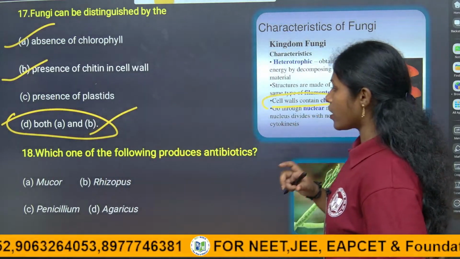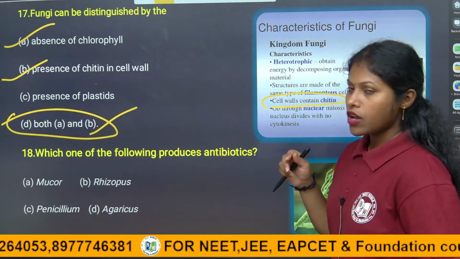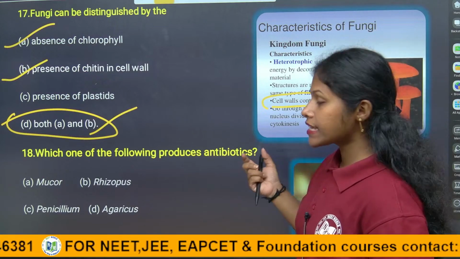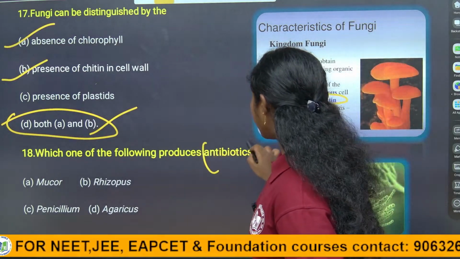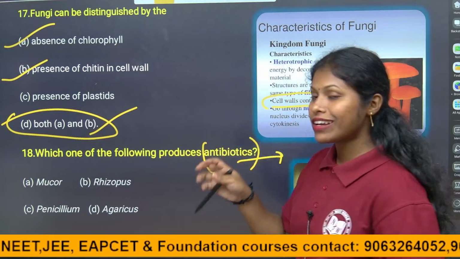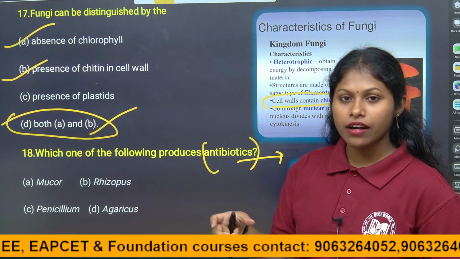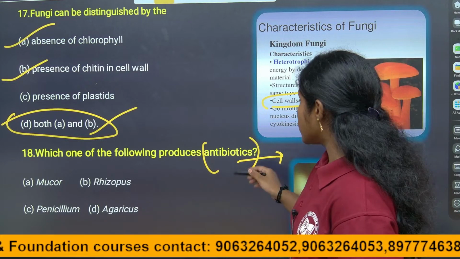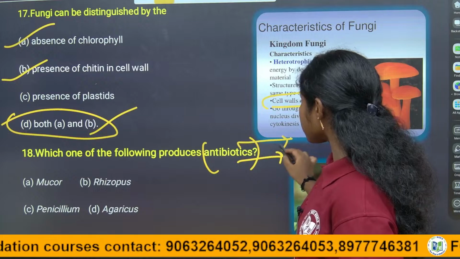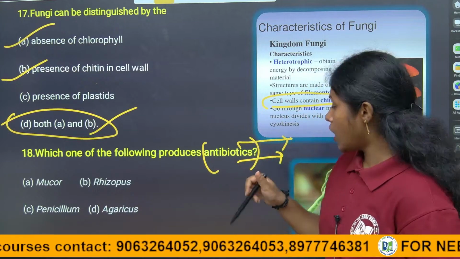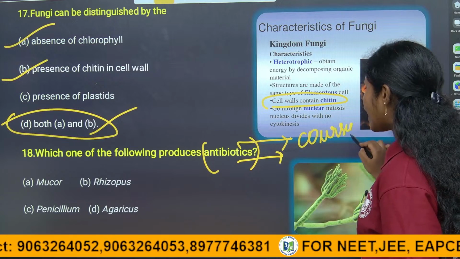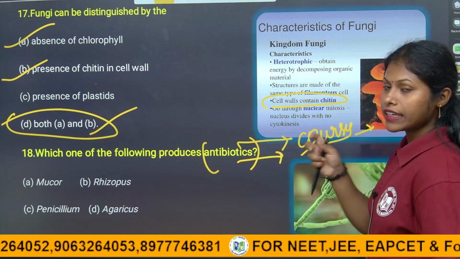Next question: which one of the following produces antibiotics? Among the options given here, what are they asking? What is meant by antibiotics, children? They can prevent bacterial infections in our body, and they act to prevent disease. How do they act? By the prescription of a doctor only can we take antibiotics, because they give the courses.